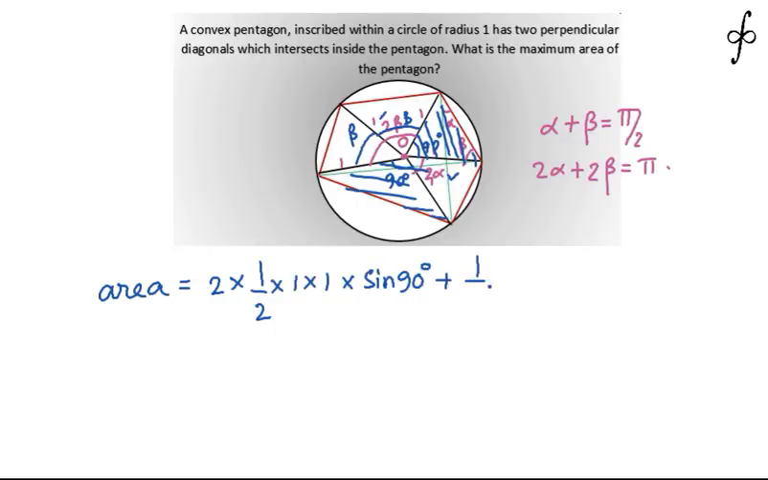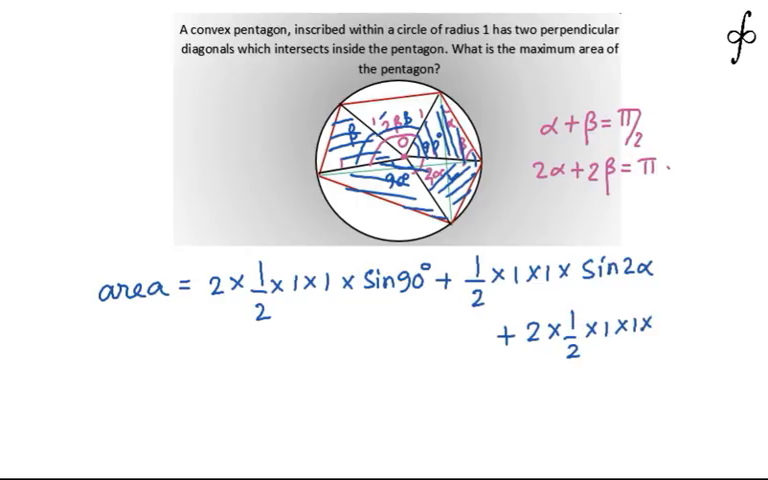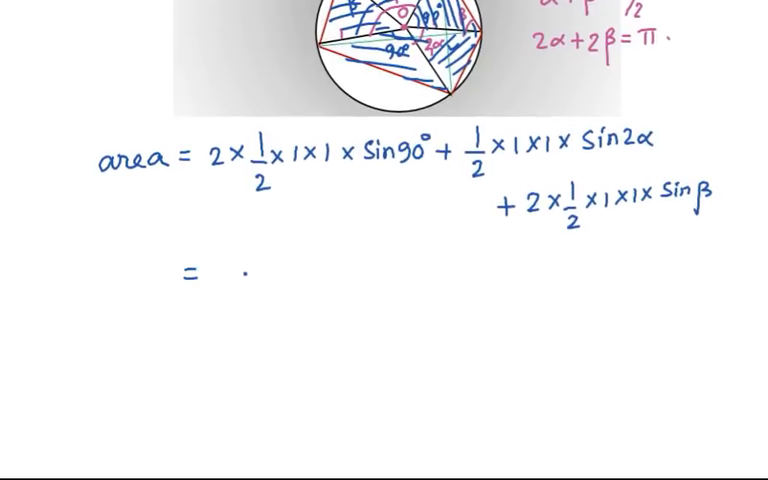plus the area of the triangle subtending an angle 2 alpha, so this triangle, that is half into 1 into 1 into sine 2 alpha, plus 2 times the area of the triangles which are subtending an angle beta at the center, so 2 times half into 1 into 1 into sine beta. So the total area of the polygon, or the pentagon, let us denote the area to be A, is coming out to be 1 plus half sine 2 alpha plus sine beta.